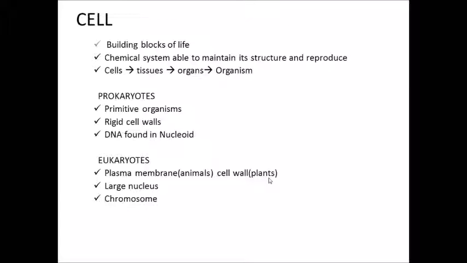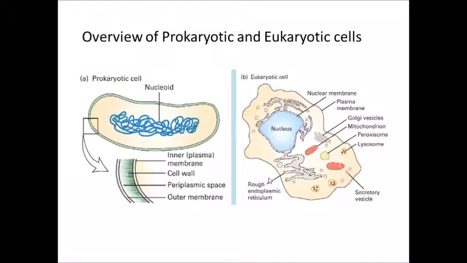Coming to the differences between prokaryotes and eukaryotes, the prokaryotes, being the primitive organisms, have rigid cell walls and the DNA is found in the cytoplasm in a region called the nucleoid. Whereas in eukaryotic cells, the cells are separated by a cell wall in plants and by a plasma membrane in animals. They have a well-defined nucleus with DNA wrapped around histone proteins. This is the overview of eukaryotic and prokaryotic cells.